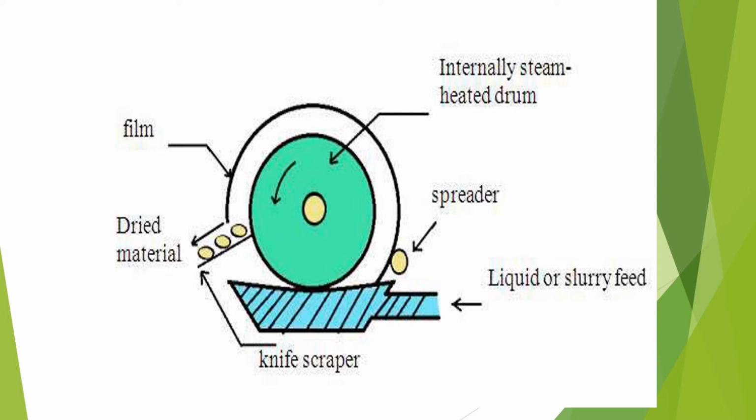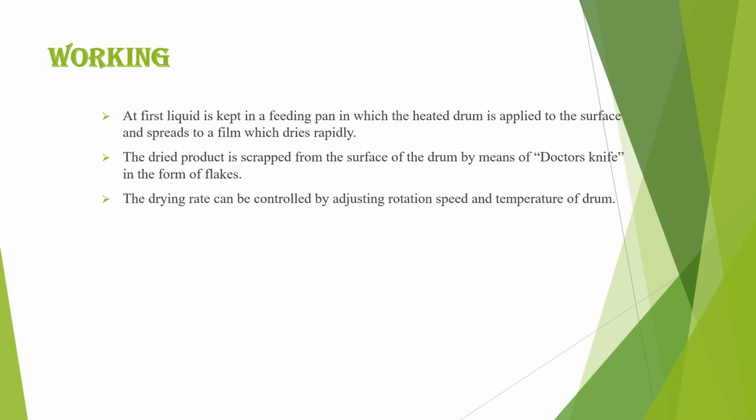Then the particles are caught on that, and the knife scraper converts the material into small particles, and one spreader is there which will spread the materials, then it will form a film. Okay. So through that different dried materials will come out of it, and it will discharge as powders. Okay.